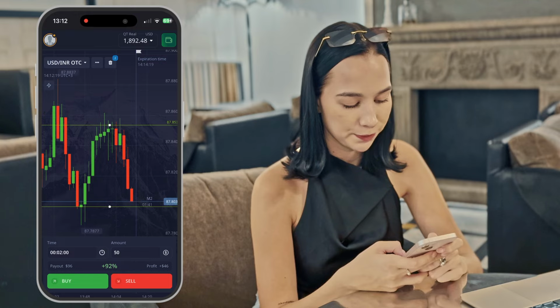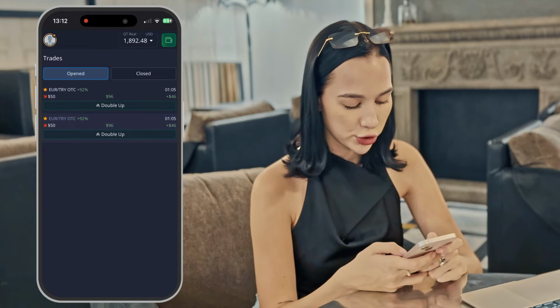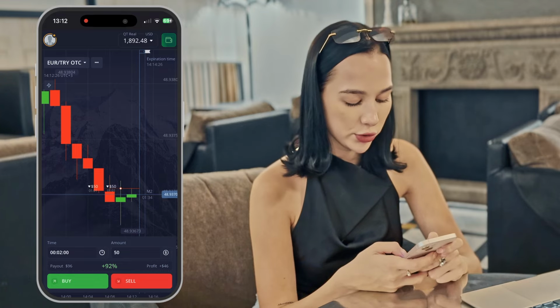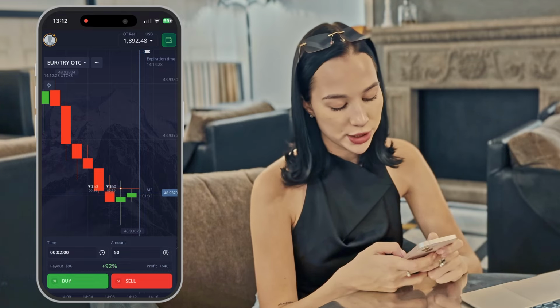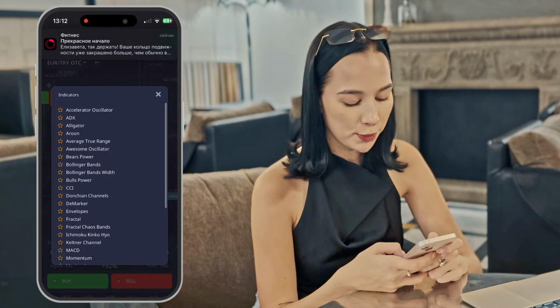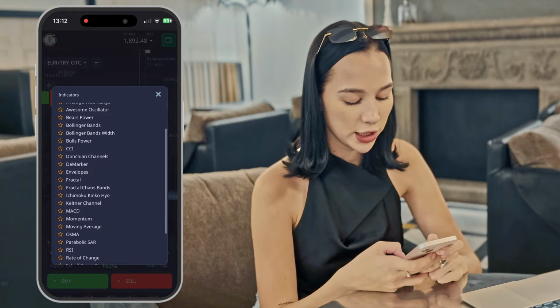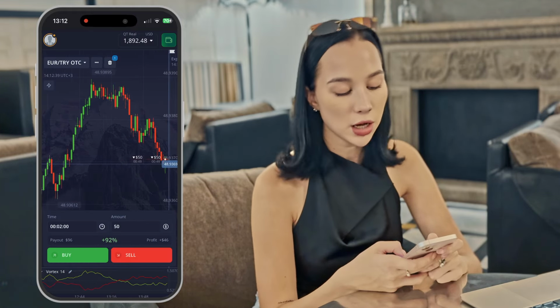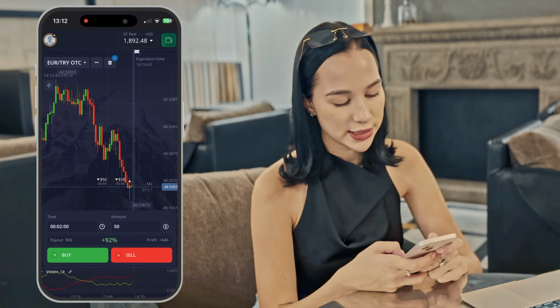Okay, perfect. Let me show you some more indicators that you can choose, and actually, as you can see, it's pretty convenient to use on the phone. For example, Vortex, not that popular, but sometimes you can use it. So if you see that the red line is above the green line, that's giving you a sell signal. If it's opposite, that's giving you a buy signal, definitely.